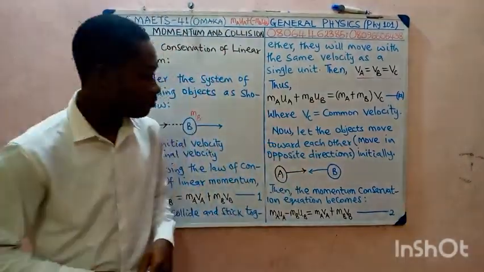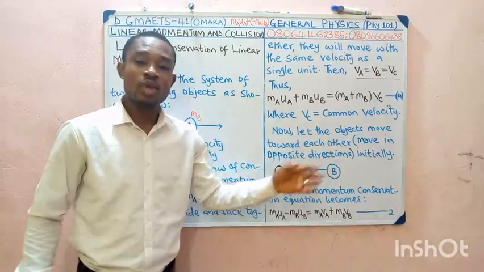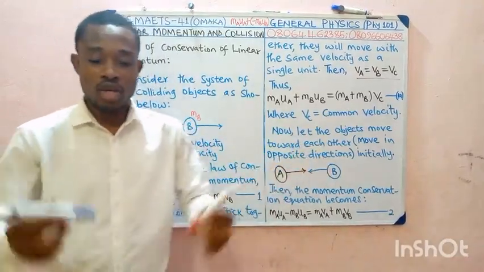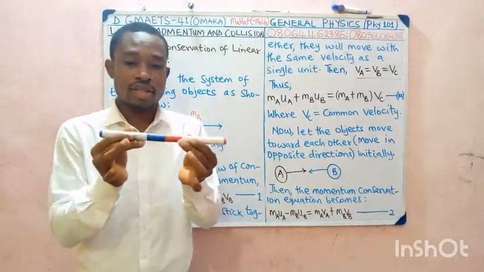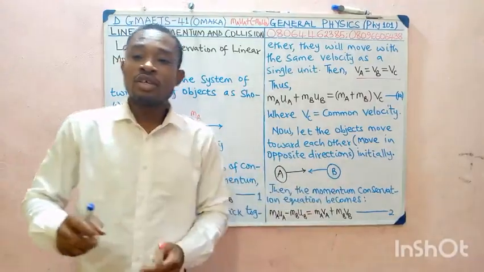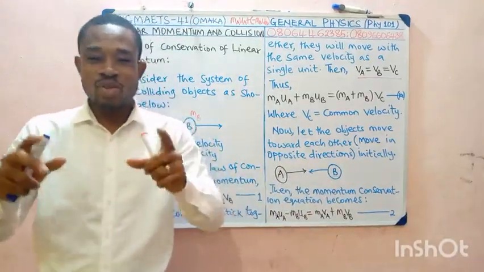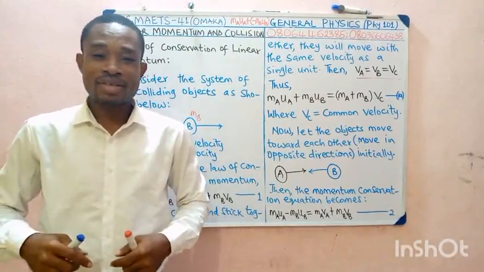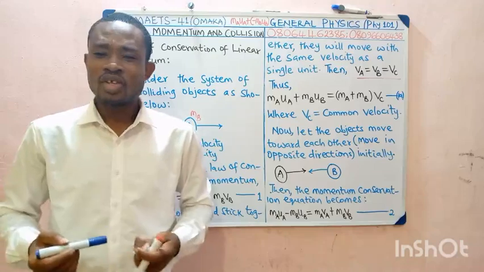Now, we want to look at a case where the objects initially move in opposite directions. So they are moving towards each other like this. You can see the diagram. You know that in this case now, momentum, one of them would carry a negative value of momentum because the direction is opposite.